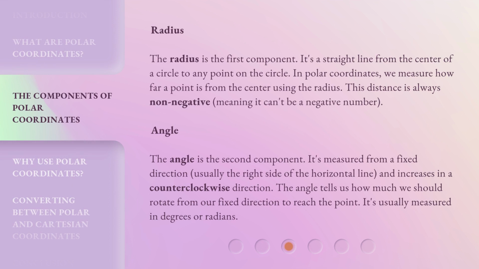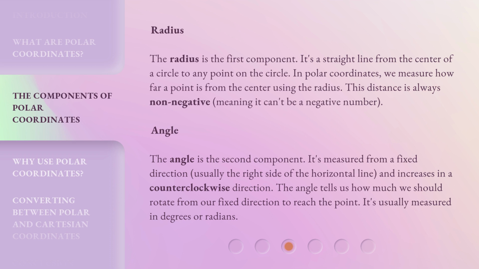Radius. The radius is the first component. It's a straight line from the center of a circle to any point on the circle. In polar coordinates, we measure how far a point is from the center using the radius. This distance is always non-negative, meaning it can't be a negative number.